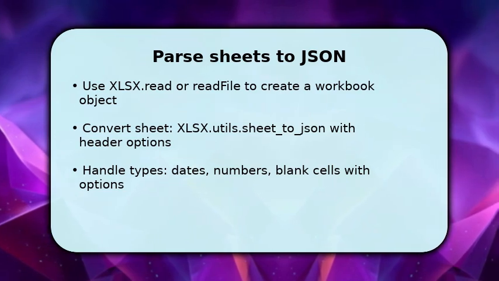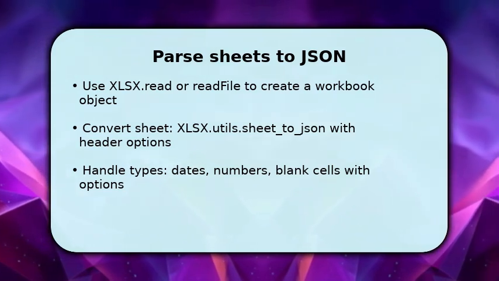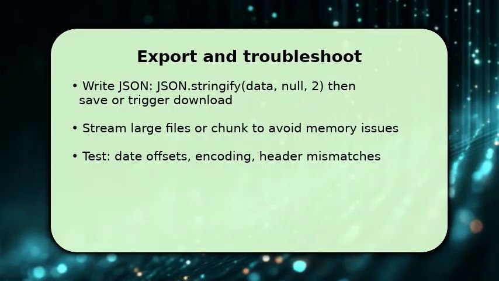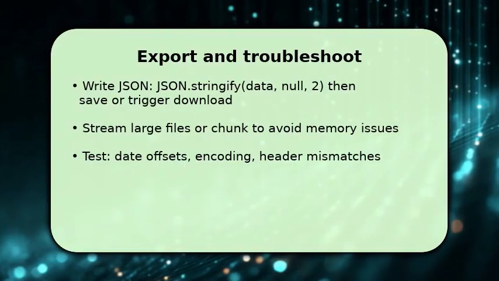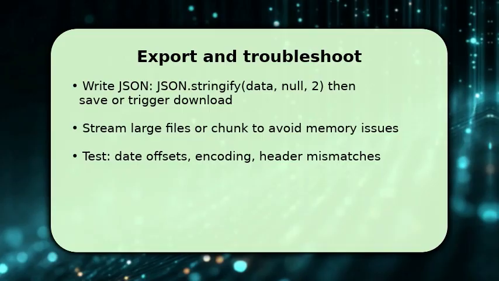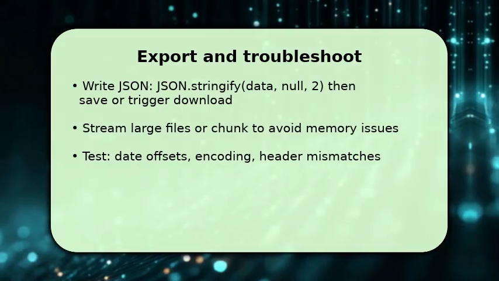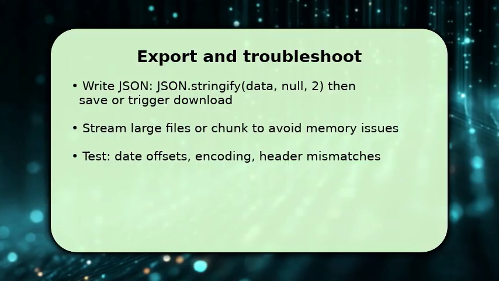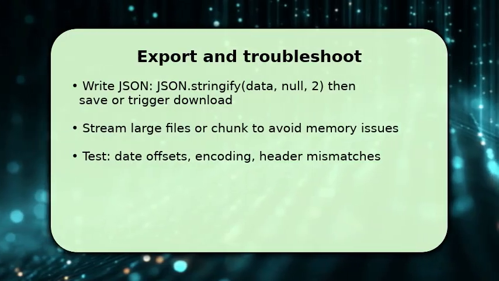To finish, stringify the assembled object with JSON.stringify and either write it to disk in Node or create a blob and trigger a download in the browser. Pretty print with indentation for readability. For large workbooks, stream or chunk rows to avoid running out of memory, and consider a CSV intermediate for extreme sizes.